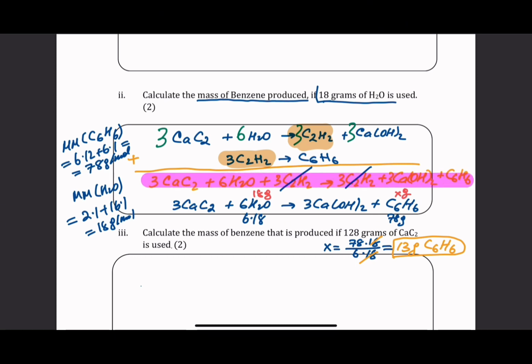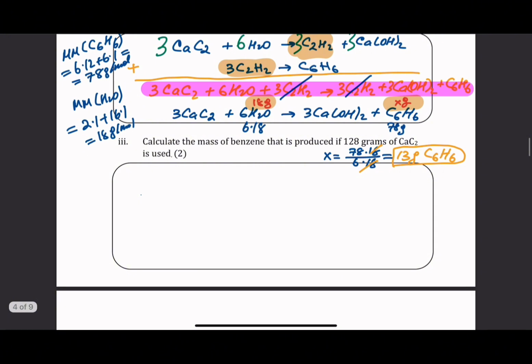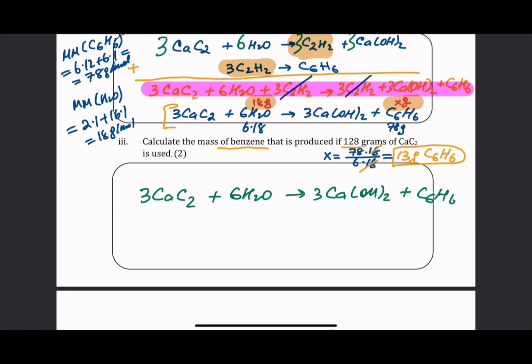And I set up a new proportion between the water and benzene. Okay, now it's asking us to calculate the mass of benzene that is produced from 128 grams of calcium carbide. We use the same equation that we derived in here, this one. So I'm going to write 3 calcium carbide plus 6 water, giving me 3 calcium hydroxide and C6H6.